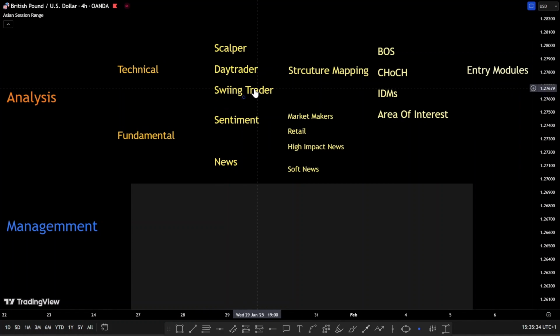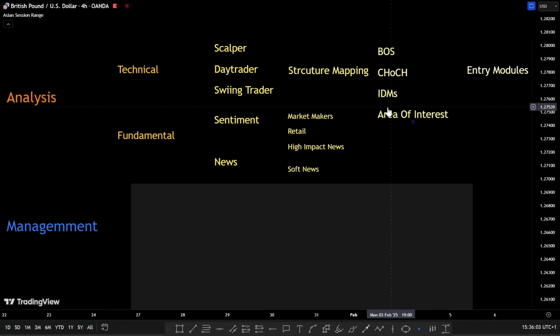After you have identified your main time frames, you have to start making your top-down analysis, starting from your main, higher time frame and then dropping down to your lower time frames, and this is called your structure mapping. During your top-down analysis, you will be identifying things like breaks of structure, changes of character, inducement, and your areas of interest. Your areas of interest are things like order blocks, single counter order blocks, your order flows, and so on.